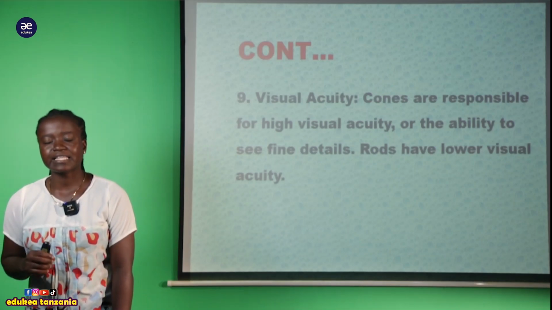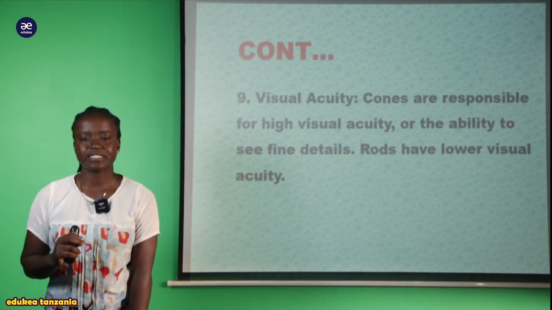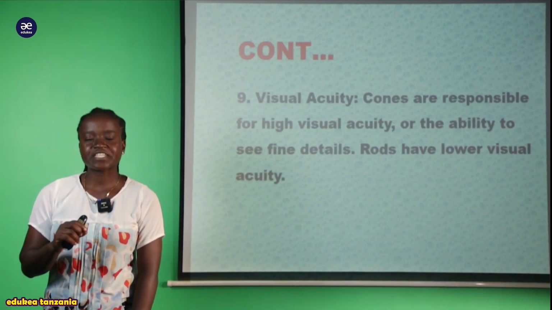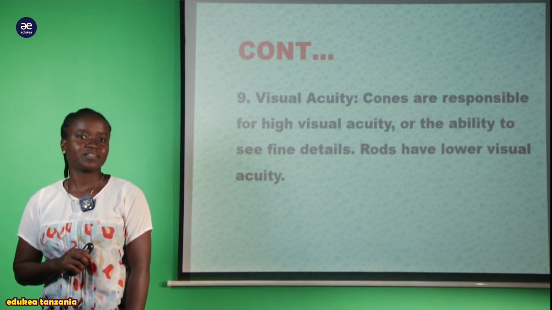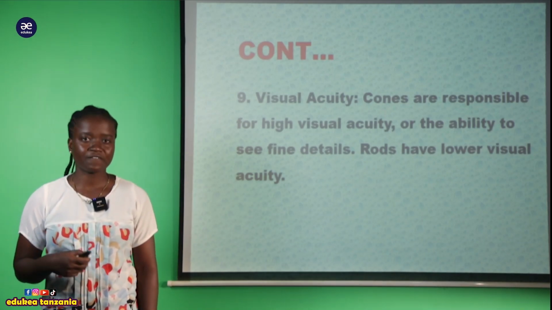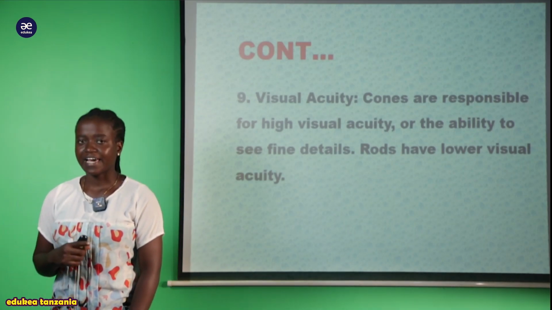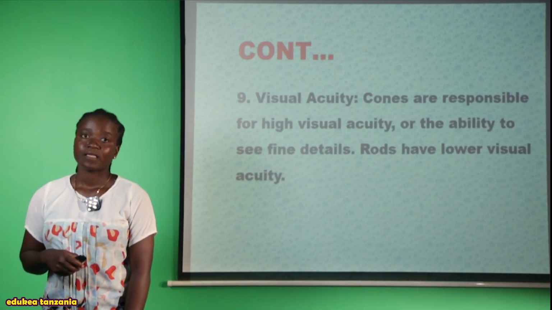So rods lack visual acuity, they do not have that ability to distinguish or discriminate very small things in dim light, compared to the cones, which have the ability to see different kinds of things in a light condition, or in a bright condition.